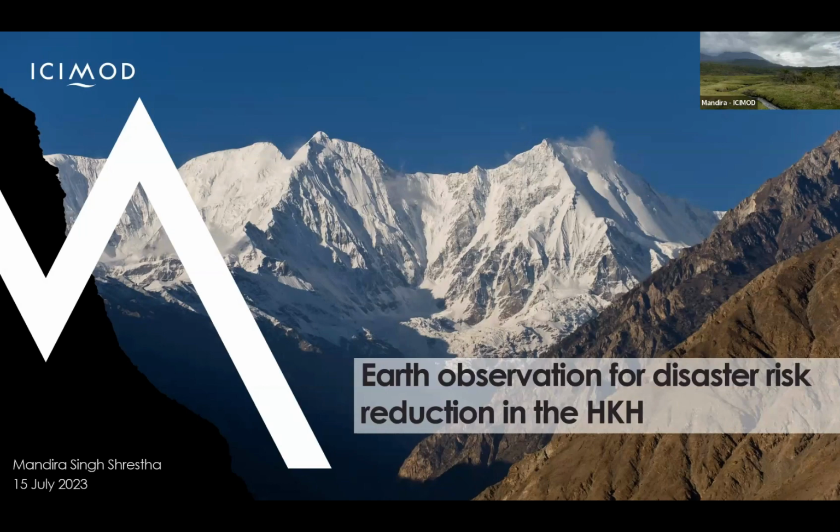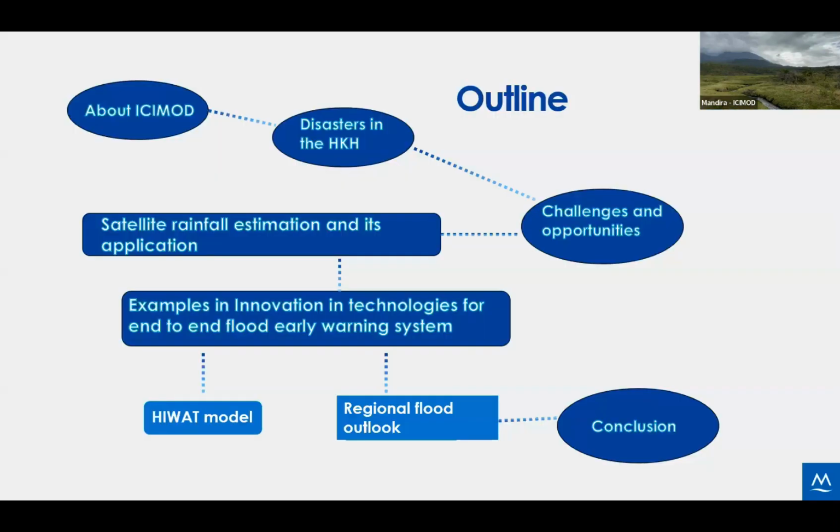So my presentation today, I'm going to start with a slide of my organization first, followed by that, I would like to talk about the disasters in the Hindu Kush Himalayan region, and followed by that, the challenges and opportunities that are there. In specific, I would like to share with you the satellite rainfall estimates that we use and its applications. And for that, I will provide you with some examples of innovation in technologies for looking at flood forecasting, early warning, and give you some examples of the models that are running, and then provide you with just a summary or my conclusions.